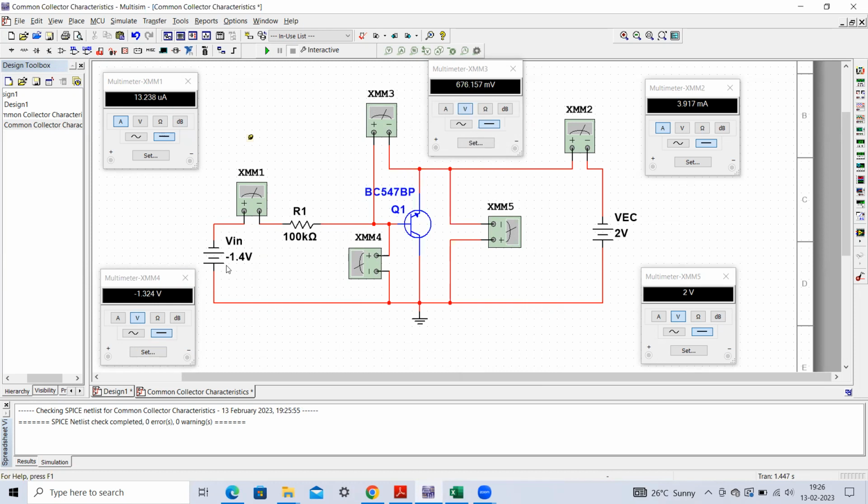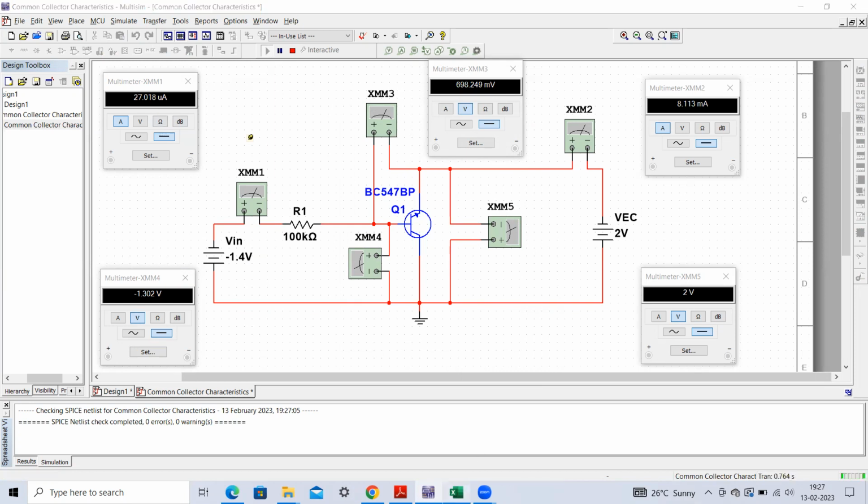So whenever you are performing any experiment in your laboratory, you can't do it this way. Remember, this is on the MultiSim only. I am putting this negative sign. Fine, so now it is -1.4. If you execute this, you will find that this current is 27.018 microamperes.